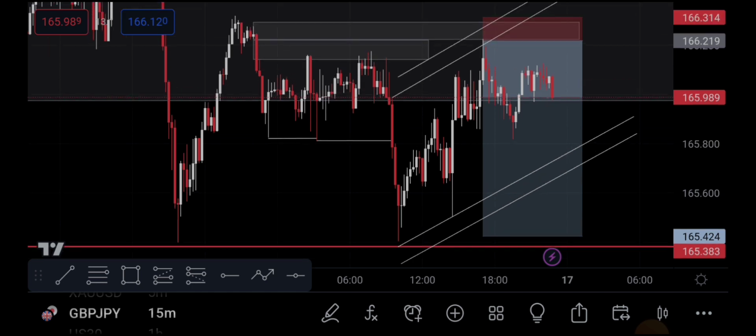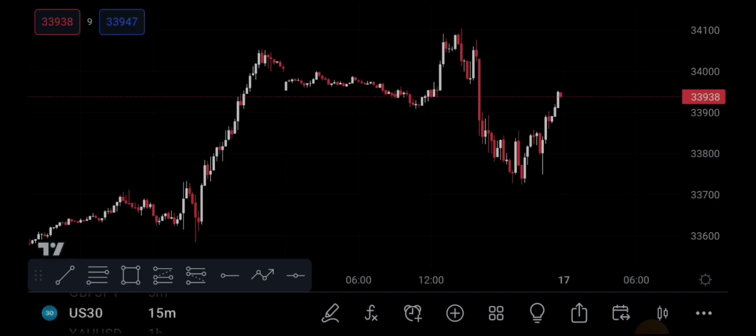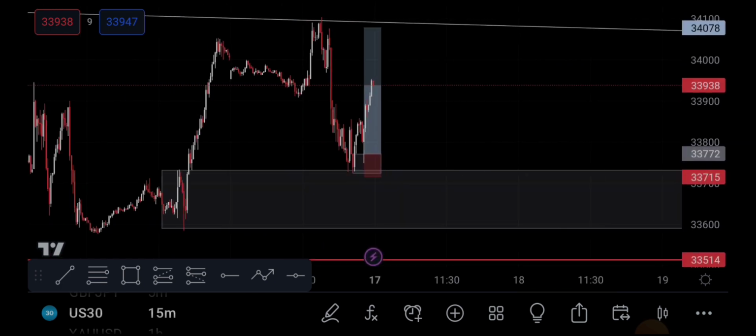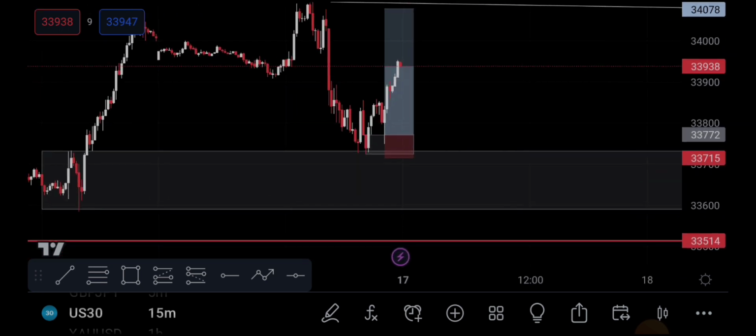This is the trade that I took. I was also in a US 30 trade. Also took a US 30 trade. It is in deep blues at the moment. Maybe in the next video I will break down this trade.